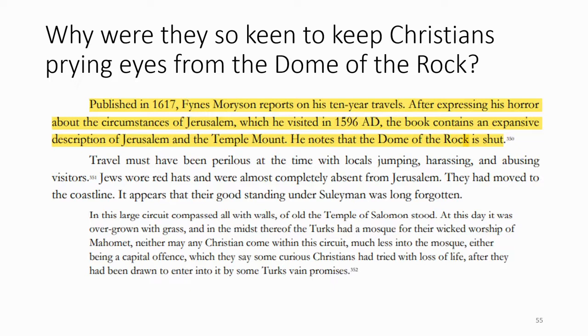In this large circuit, compassed all with walls of old, the Temple of Solomon stood. At this time it was overgrown with grass, and in the midst thereof the Turks had a mosque for their wicked worship of Muhammad. Neither may any Christian come within this circuit, much less into the mosque, either being a capital offence, which they say some curious Christians had tried with loss of life, after they had been drawn to enter into it by some Turks' vain promises.